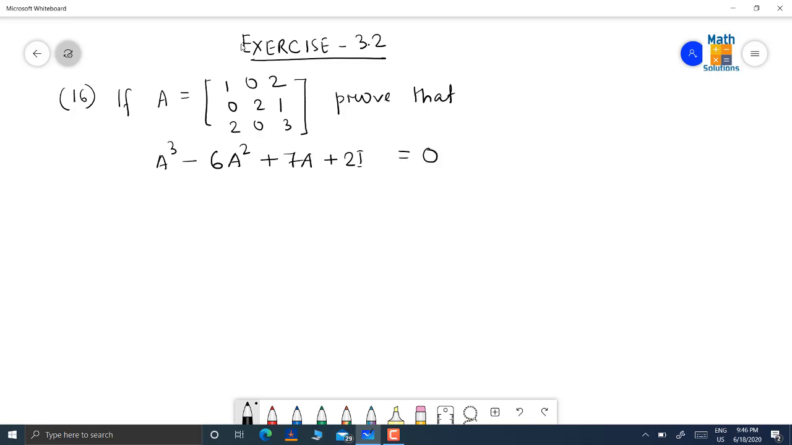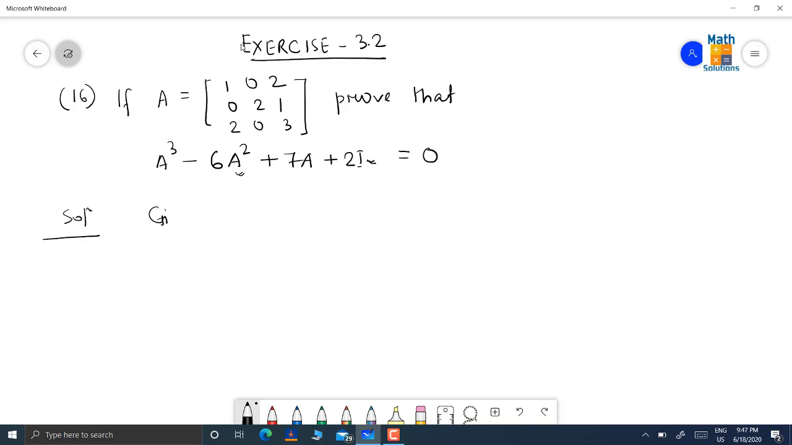In some of the questions, this I part is not mentioned. If this I is not given, in that case we have to put it from our side, then only it will represent a matrix expression. So in the solution part, first of all we have to evaluate what is A square, then only it will be possible for us to evaluate A cube.